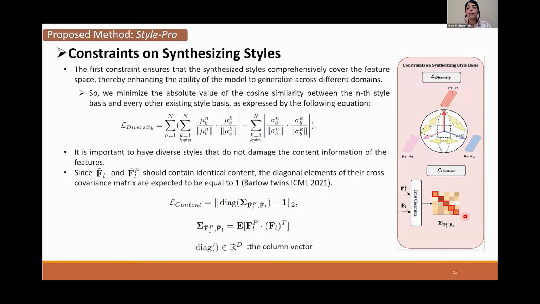The other one is content loss. It means that we want to make sure that the content in the generated feature maps has been preserved, and the only thing that has changed is the style. So we compute the cross-covariance matrix between the synthesized and the original feature maps, and the diagonal items on it need to be close to 1.